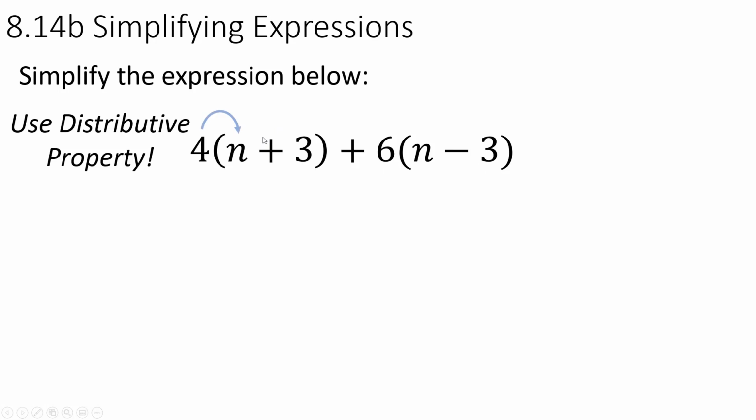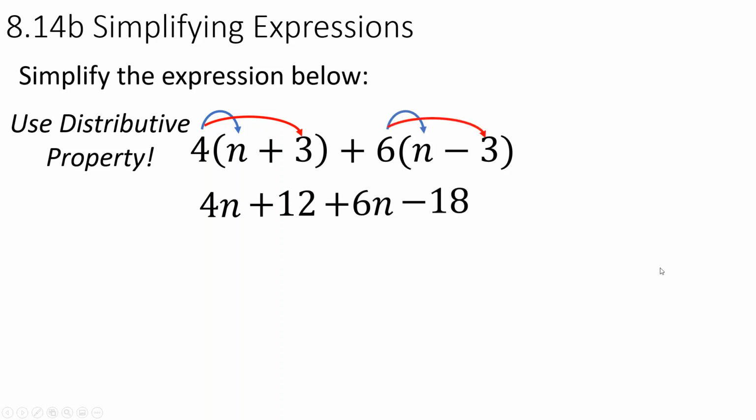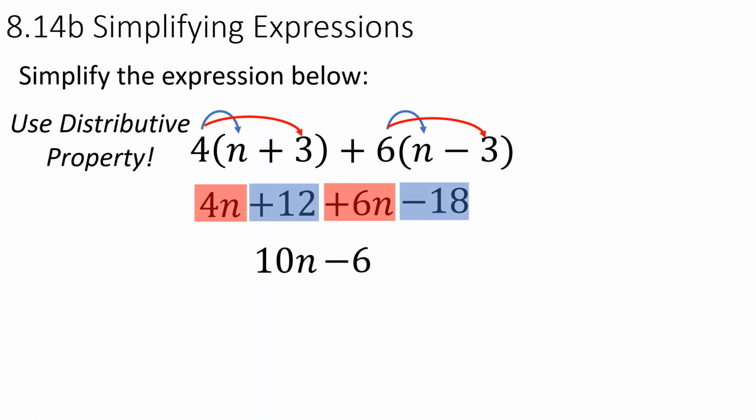You just distribute the outside number to the guys on the inside. 4 times n, 4 times +3 gives you positive 12. 6 times n gives you a plus 6n. 6 times negative 3 gives you negative 18. From there, you just regroup. You get your 4n and your 6n together. You get your 12 and your negative 18, and that's going to give you negative 6. Just don't forget your integer rules. We're going to keep going.